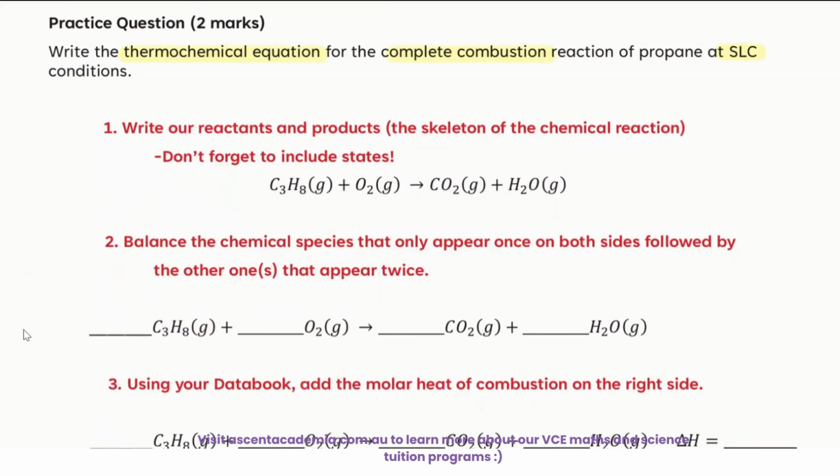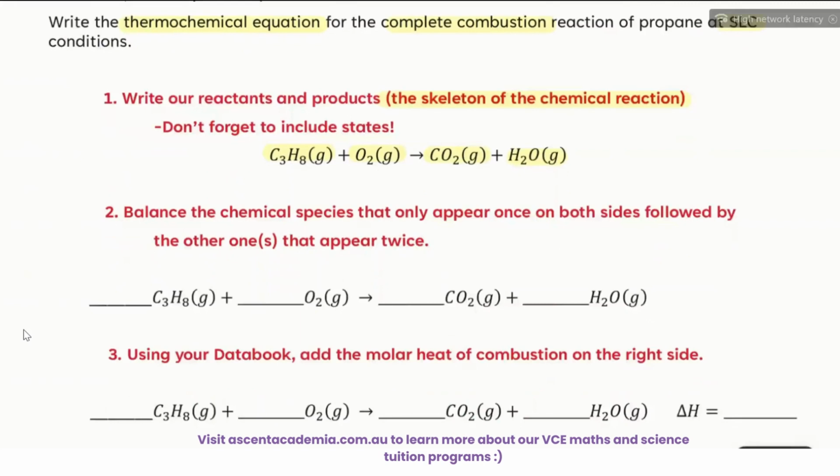Now, the first thing we want to do here is write down the general skeleton of the chemical equation. We know propane is C3H8 from looking at the data booklet. We know combustion reactions always involve oxygen gas as a reactant. Because this is complete combustion, you're going to be forming carbon dioxide and water. The next thing to note is we want to balance the chemical equation.